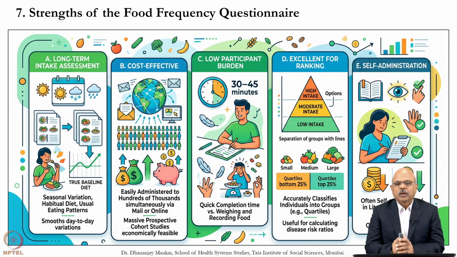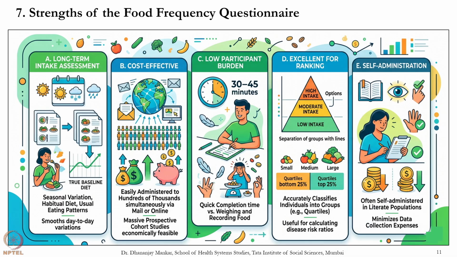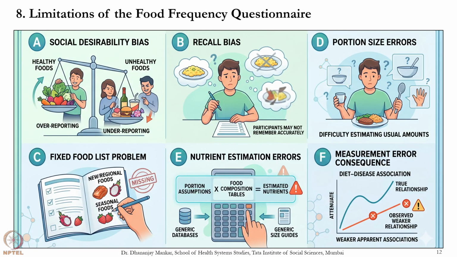Excellent for ranking. You can rank from moderate intake to higher intake, with options for small, medium and large portions. You can see the higher quantiles versus the bottom quantiles. Accurately, it classifies individuals into groups, so it is very useful for calculating disease risk ratios. Also self-administered, which gives the benefit of reaching a literate population, and it minimizes data collection expenses, a very important constraint when we talk about the economy.